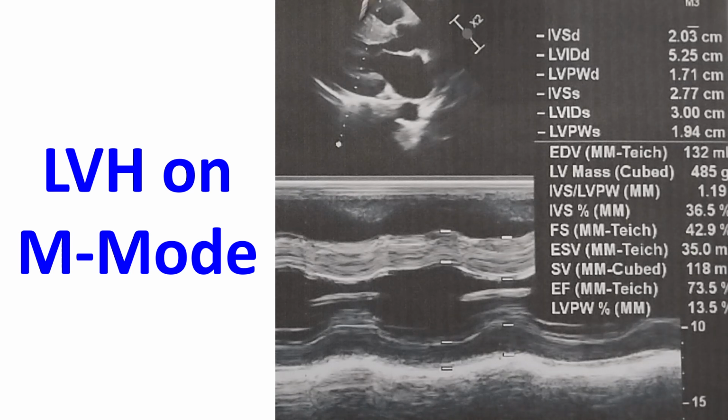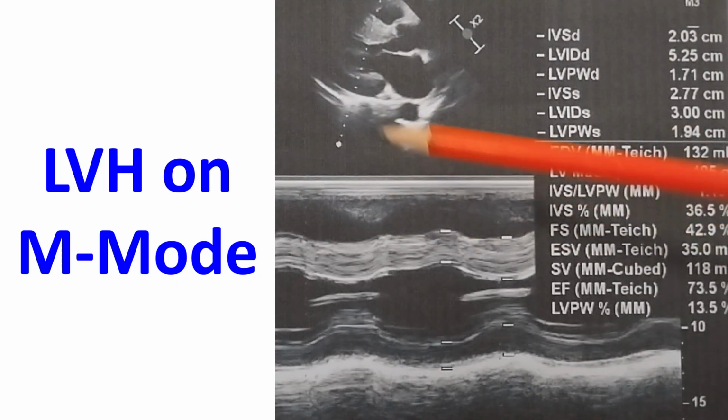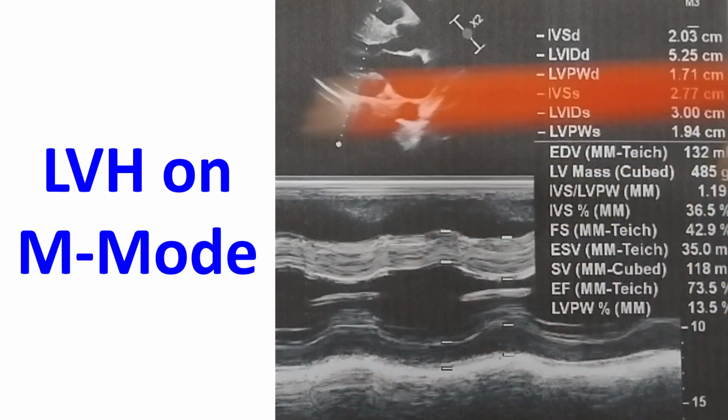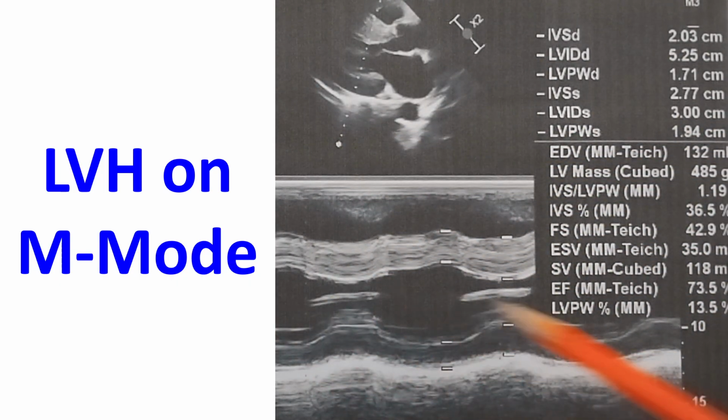This is just an ice-pick view. Along the cursor, this axis will be the distance from the transducer. This axis will be time. And M mode has high temporal resolution because this is usually taken at a higher sweep speed.